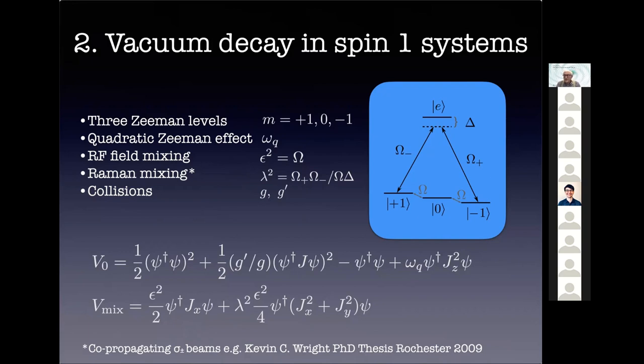We are sticking our necks out a bit here because Tom is an expert in atomic theory, but we are suggesting something that's, I think, quite unlike anything that's been achieved before. However, being theoreticians, we just carry on regardless. By the way, there's a very nice PhD thesis by a student in Rochester, which describes this lambda system, which is mixing using Raman spectroscopy.